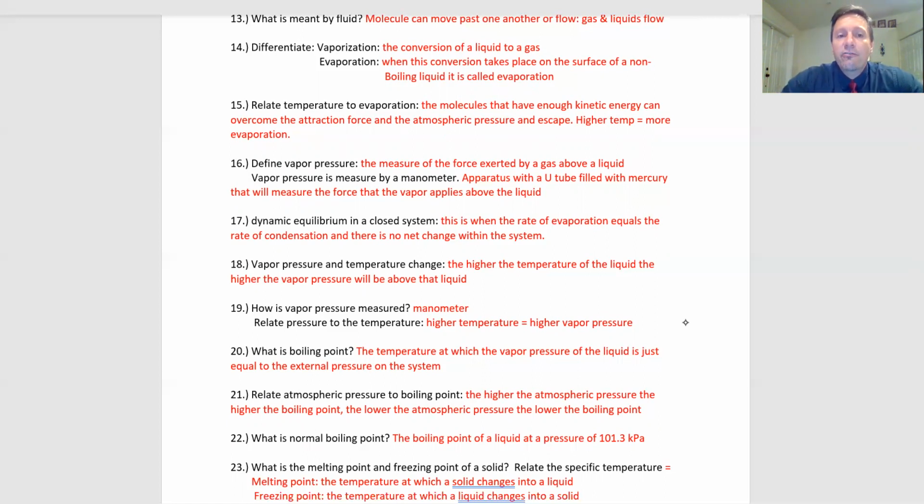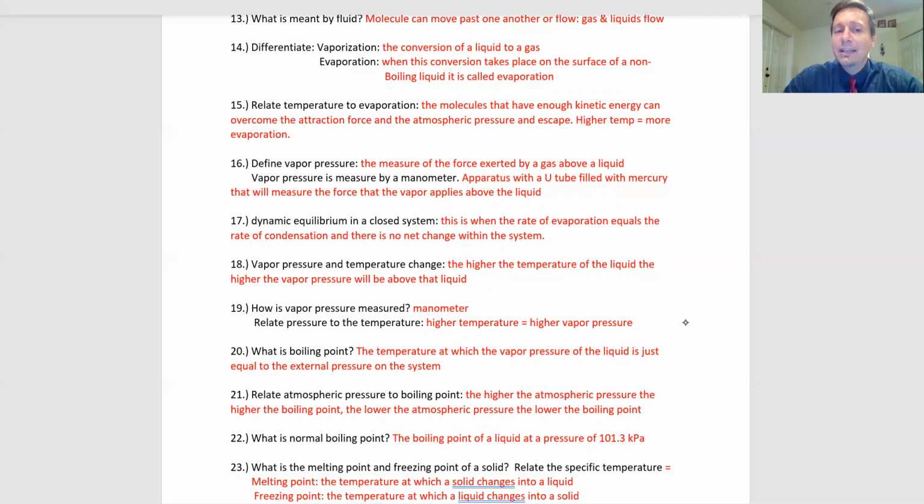Number 16, vapor pressure. The vapor pressure is the force exerted by the gas above the liquid. So say you have some ethyl alcohol in a container, you take the lid off. The minute you take that lid off, you can smell that it is ethyl alcohol. Rubbing alcohol that you have at home, you can smell that. Why? Because there's a lot of gas above that liquid. It has a high vapor pressure. Inside that container, it is evaporating and condensing, but when you open it up, it is released. So vapor pressure is the measure of the force exerted by that gas above the liquid.